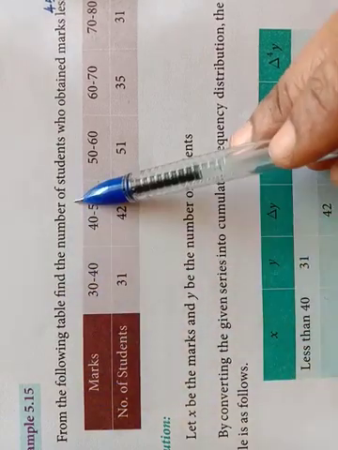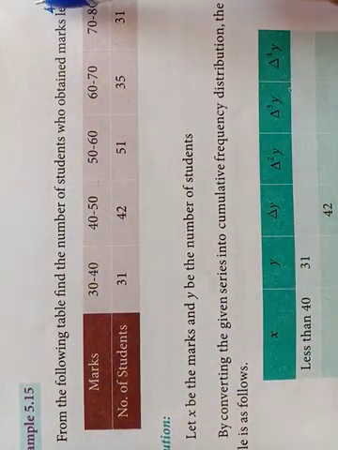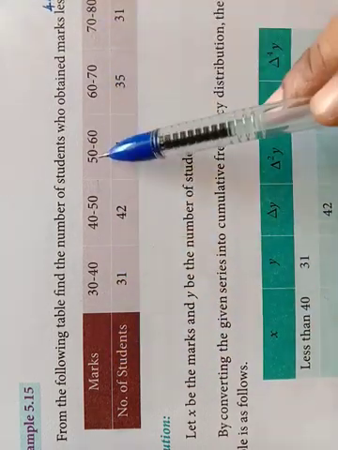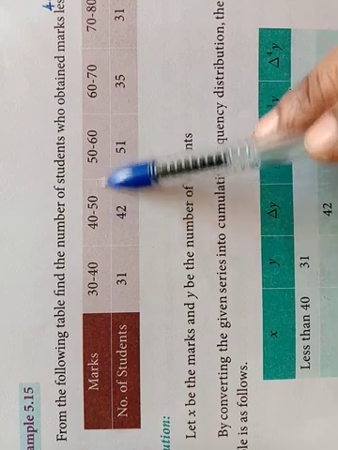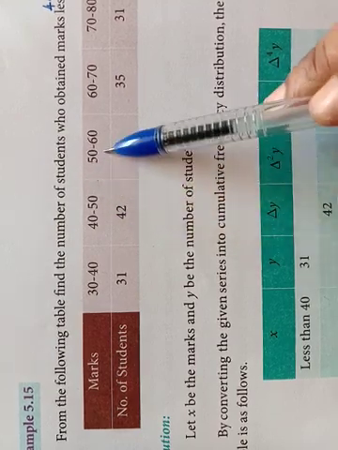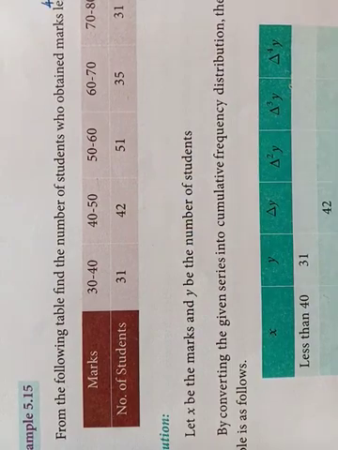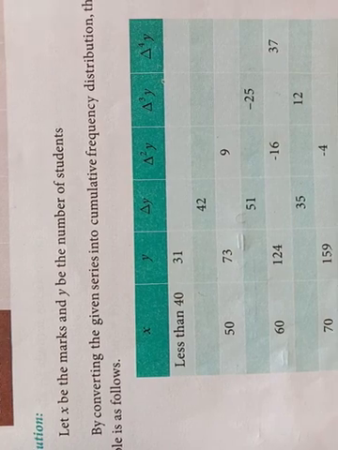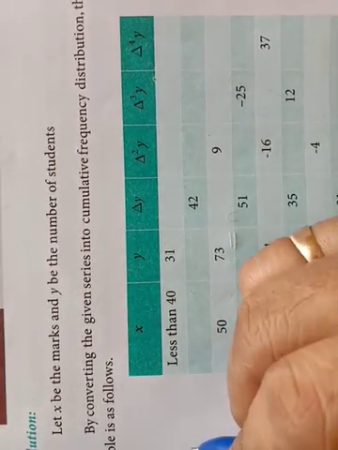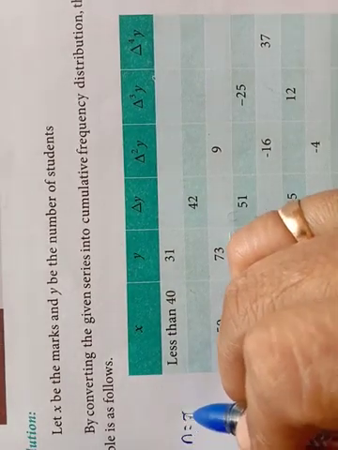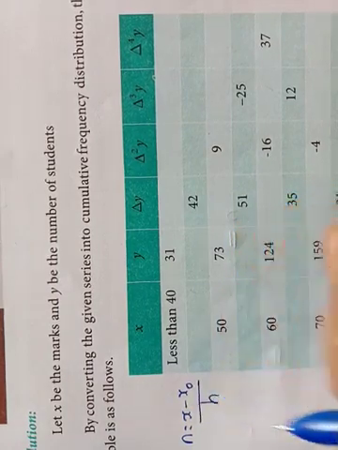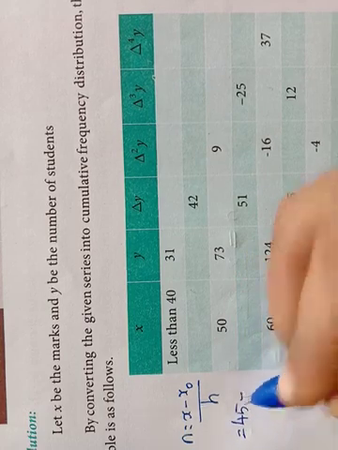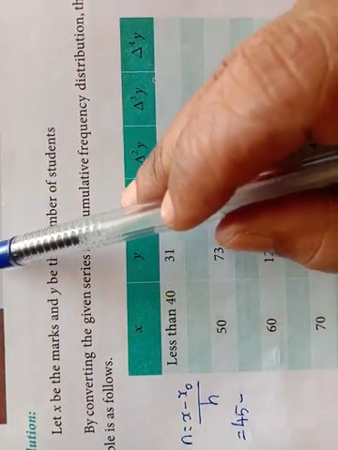From the following table, find the number of students who obtained marks less than 45, they are asking. In the question you see the class interval is given to you. Less than 45 will come between those values. For that, the same procedure you have to follow. Here you also calculate n. n is equal to x minus x0 divided by h. x is 45, the value they asked, so 45 minus that value, which is less than 40, you have to take.